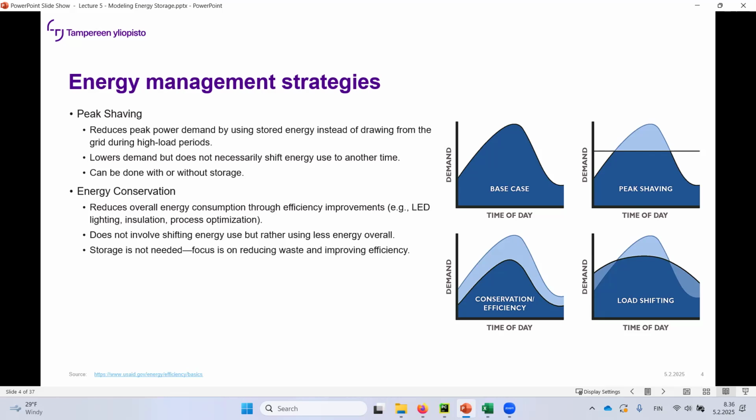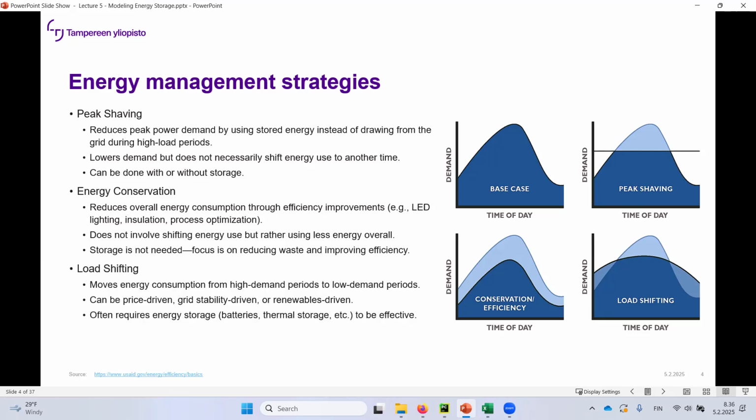This energy conservation just means that you're focusing on improving efficiency. So it doesn't need to involve these energy storages, but you're rather using less energy overall. So energy efficiency is one way of these management strategies.